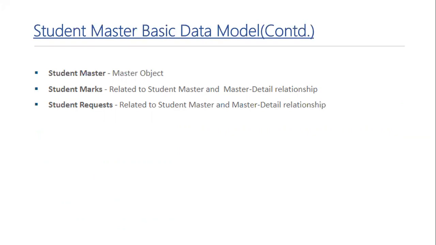We will be creating these three different objects. One is the student object, which we call student master or student. And then we create student marks as an object, and then student requests. Student marks will be related to the student object with a master detail relationship, and the student request also will be related to student master with a master detail relationship.